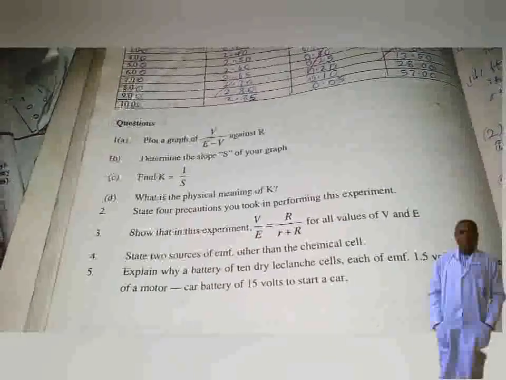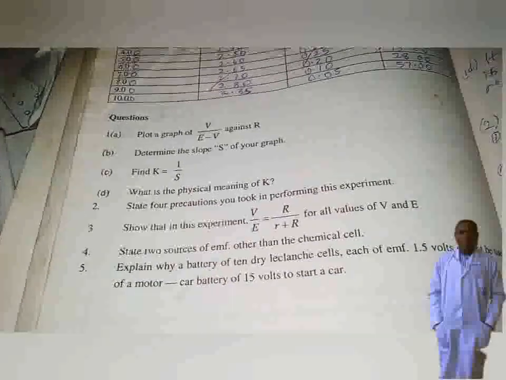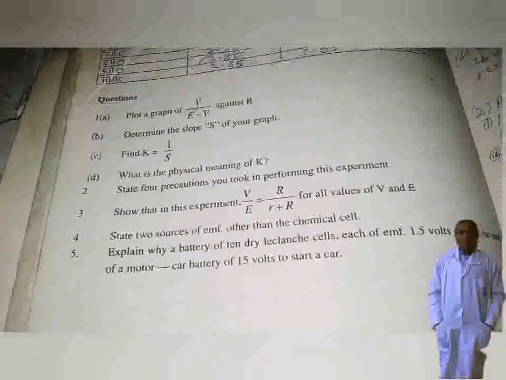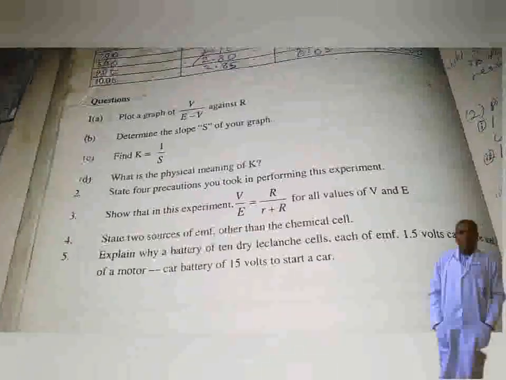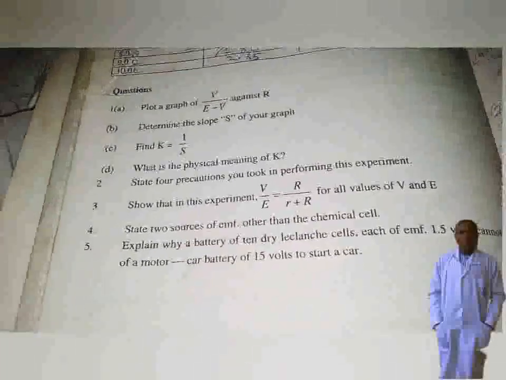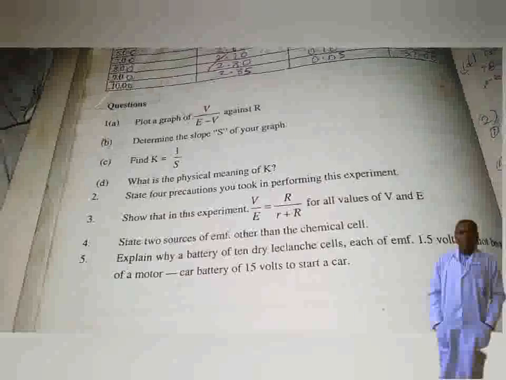Now, state two sources of EMF other than the electrochemical cell. These are ways you can drive currents or voltage in a source. Of course, you know your dynamo, the chemical cell, the solar energy, and the rest of them. They are some of the ways you can also use.